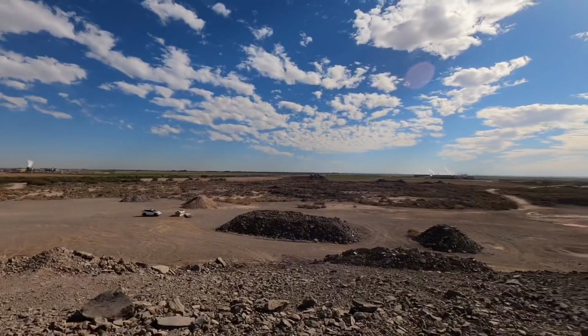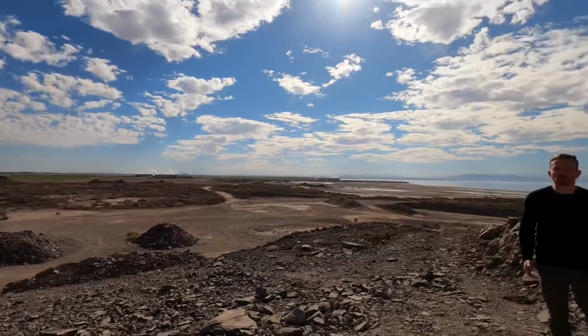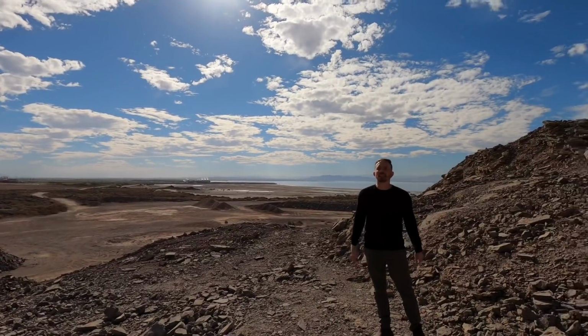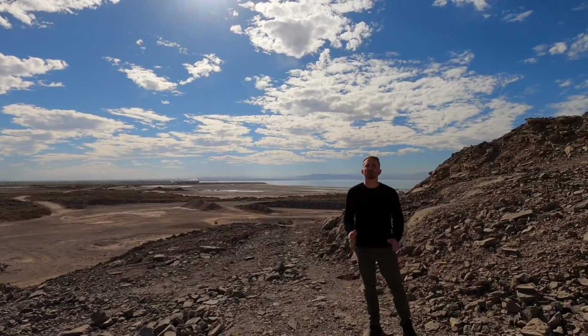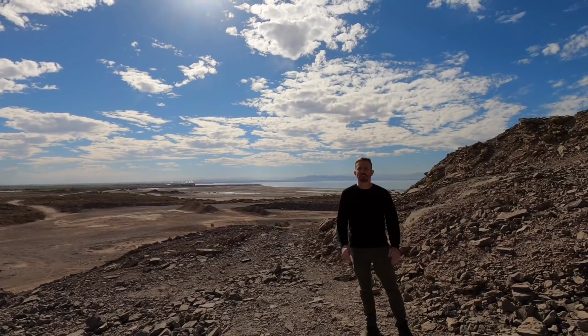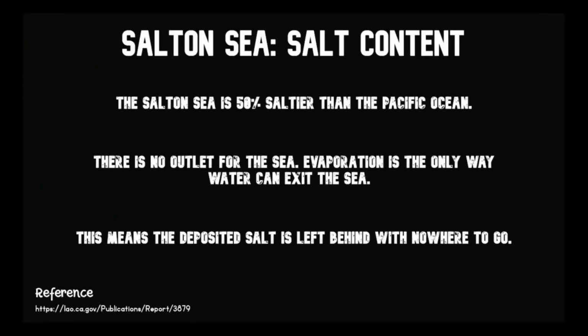Now, sure, it does decrease the volume, but it also increases the salinity. This increased salinity results in the Salton Sea having more salt content than the Pacific Ocean. The Salton Sea is 50% saltier than the Pacific Ocean. There is no outlet for the sea. Evaporation is the only way water can exit the sea. This means the deposited salt is left behind with nowhere to go.